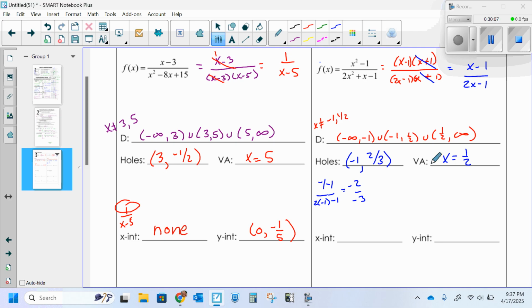X-intercepts, 0 of the numerator, which is 1. Y-intercept, plug in 0 for x. You get a negative 1 over a negative 1, which is a positive 1. And again, I could have put 0 in here. I still get negative 1 over a negative 1.